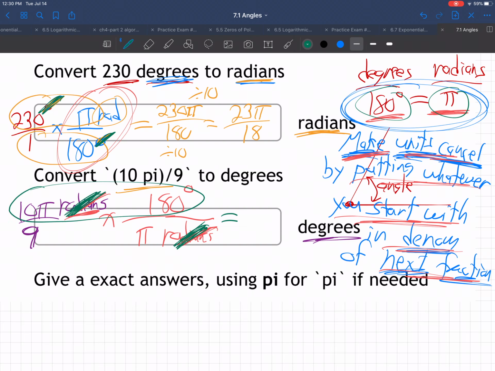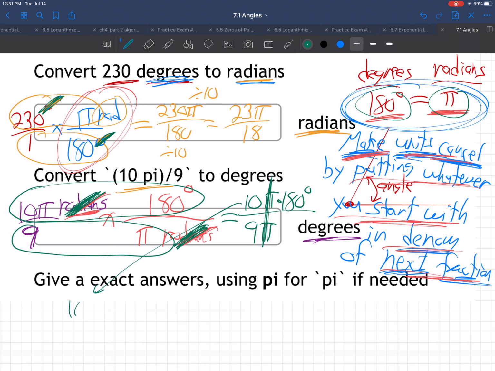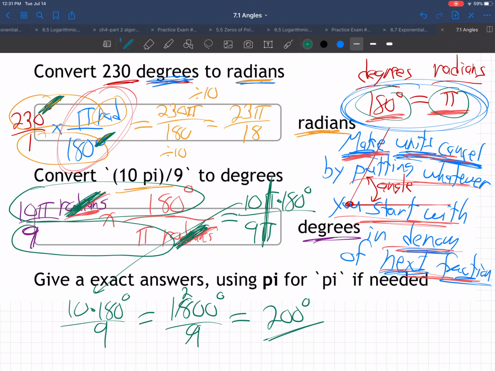So what's left then? Just go straight across the top. So 10 times pi times 180 degrees over 9 times pi on the bottom. Straight across the top, straight across the bottom. Pi's cancel, don't they? So it's 10 times 180 degrees over 9. Multiply on the top, that's 1800 degrees over 9, just 10 times 180. And then 1800 divided by 9 is 200 degrees. There's the answer. 200 degrees.